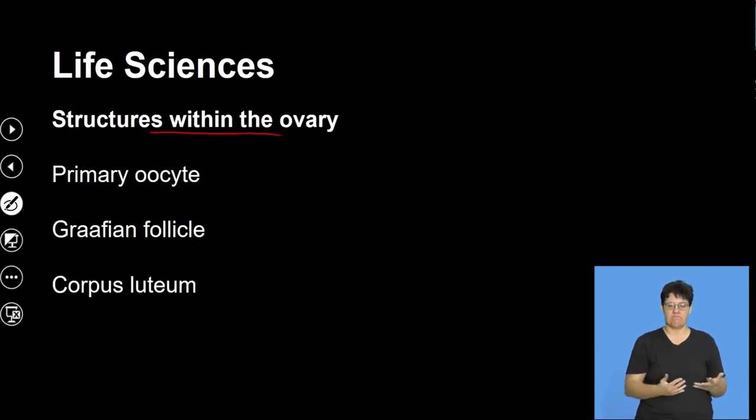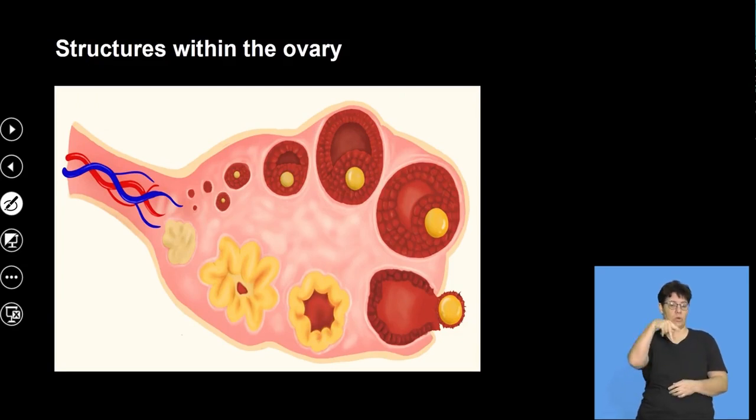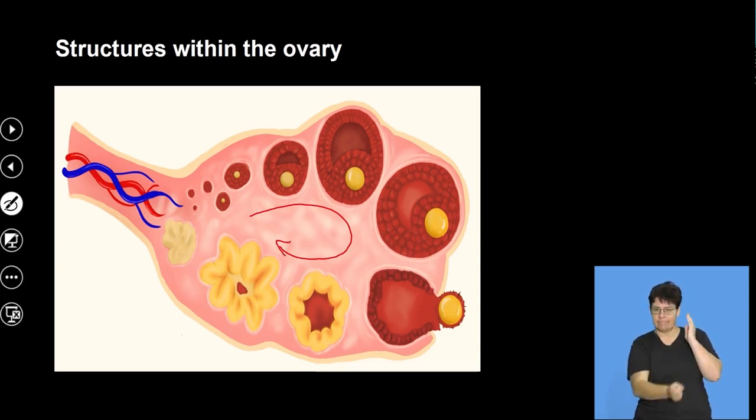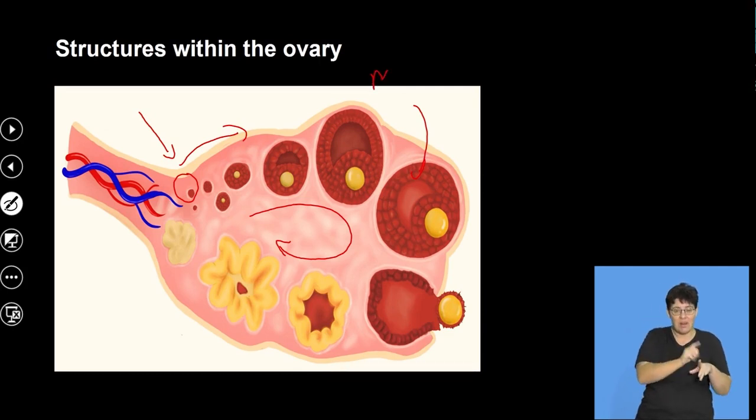Let's look at the structures within the ovary. We're going to look at the primary oocyte, the Graafian follicle, as well as the corpus luteum. This is a diagram that shows a longitudinal section through the ovary. When we look at this in detail, we see a series of events occurring. Right here at the start, we see the primary follicle, which is shown to develop and mature gradually into what we refer to here as a mature Graafian follicle.